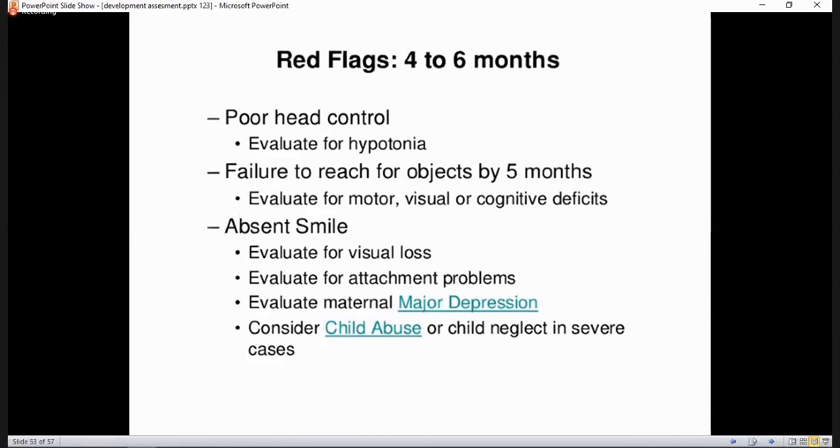You have to evaluate for attachment problems, evaluate for maternal major depression, and you should always consider child abuse or a neglected child. That can lead to absence of the smile if the age is more than 3 months.